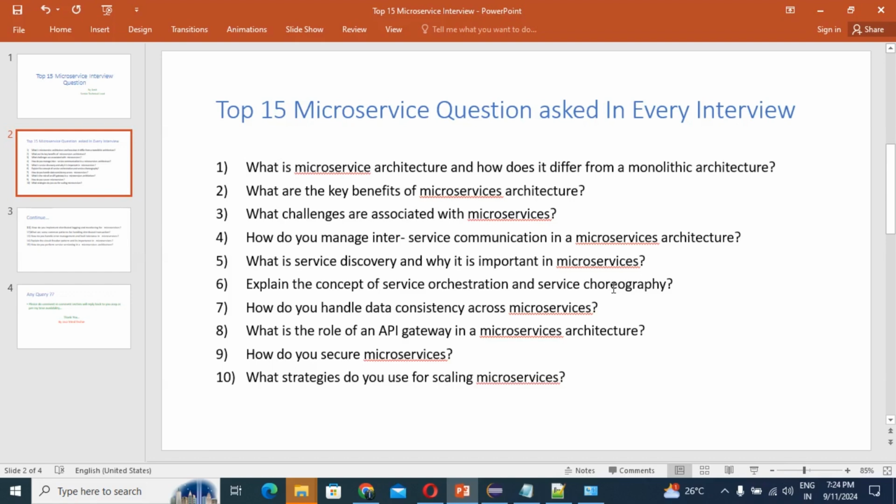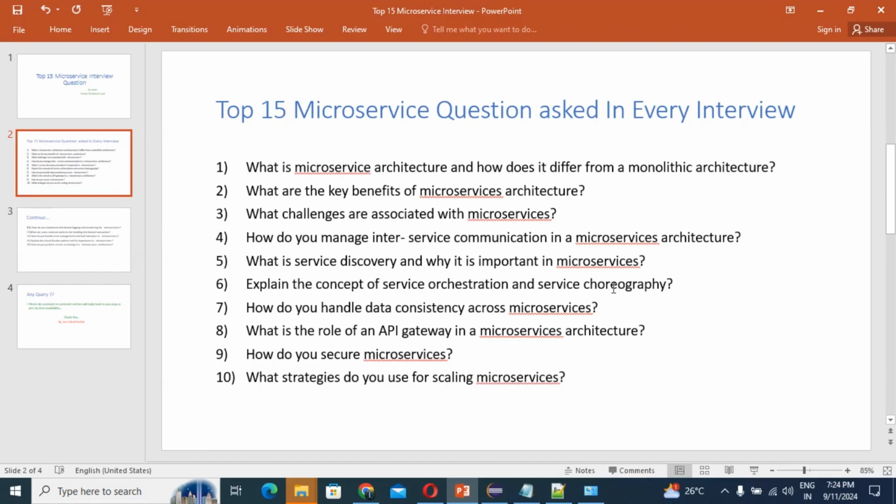Next question: what strategy do you use for scaling microservices? This question is also important. Maybe you heard me say it, but I am explaining every question because every question I have collected is important. You should know the answer to every question very briefly, and then you can explain to the interviewer as per their expectation. So, what strategy do you use for scaling microservices?